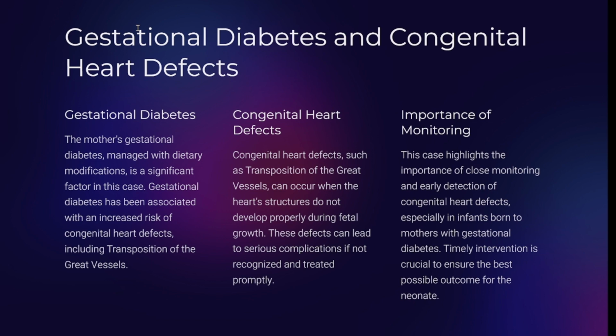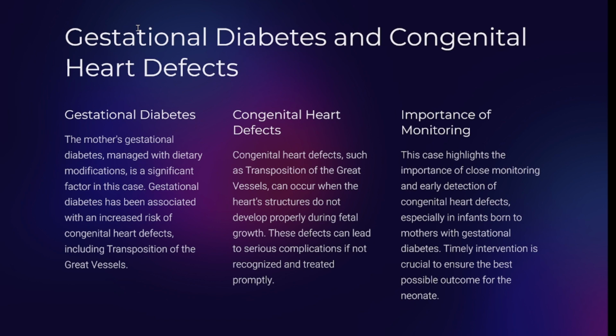History: gestational diabetes during pregnancy. The baby was born at term via spontaneous vaginal delivery with no immediate postnatal complications. The parents first noticed mild cyanosis shortly after birth, which has progressively worsened, especially during feeding or crying.